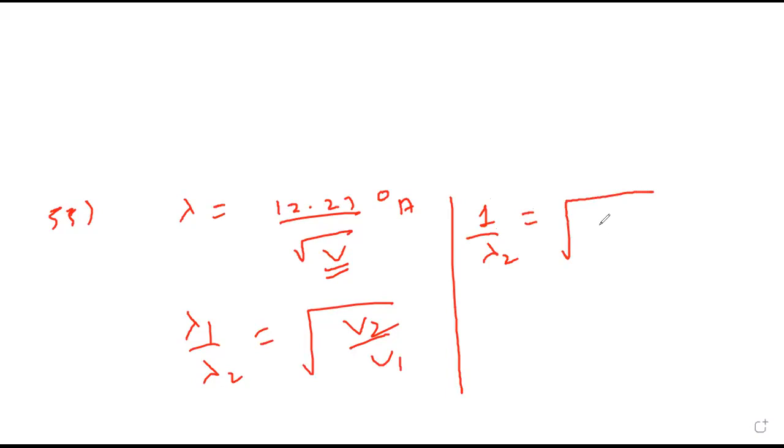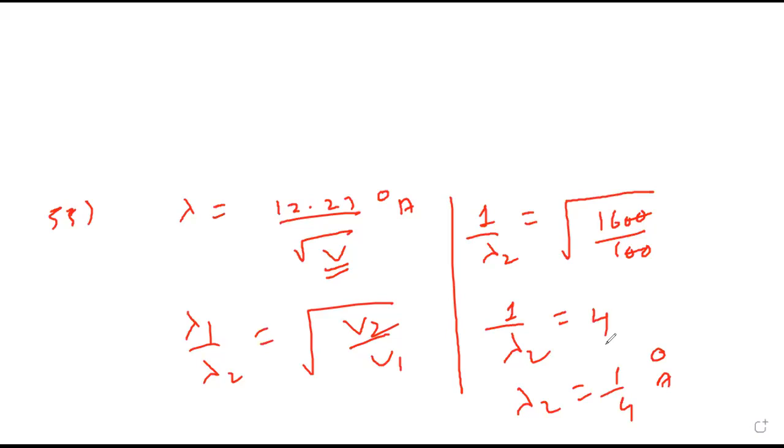Root of V2 means the second kinetic energy, 1600, and the first one is 100. Two zeros get cancelled, so 1 upon lambda 2 will become 4. So lambda 2 is 1 upon 4 angstrom. They can give the option as 1 upon 4 or 0.25. The option given is B, 1 by 4.